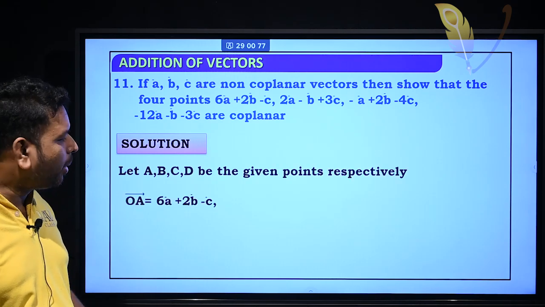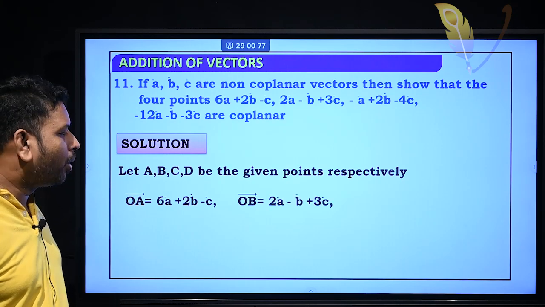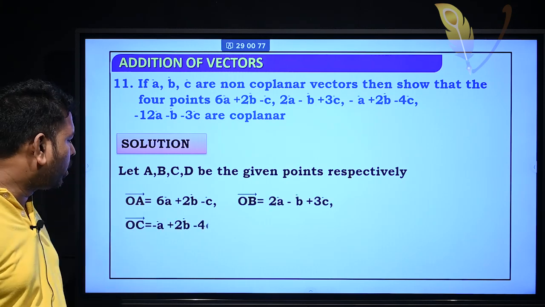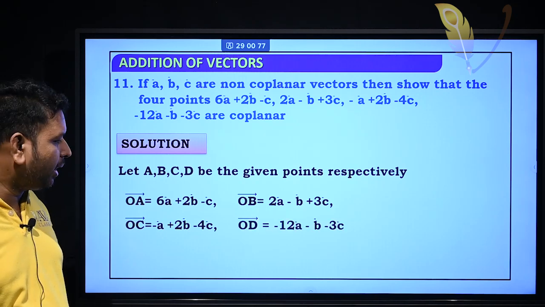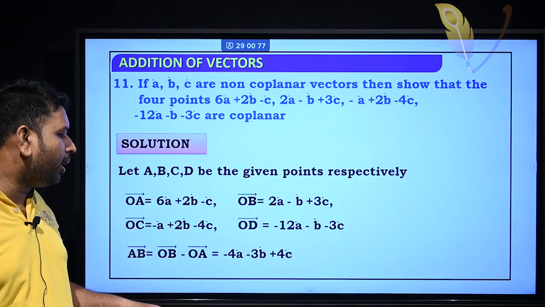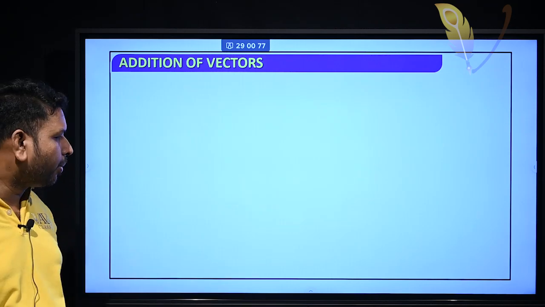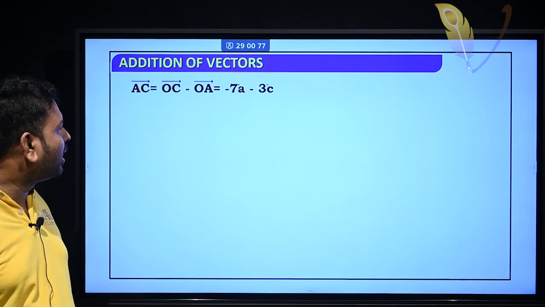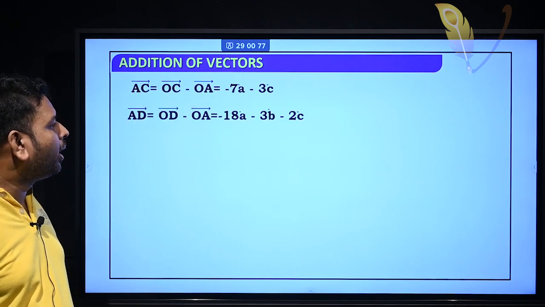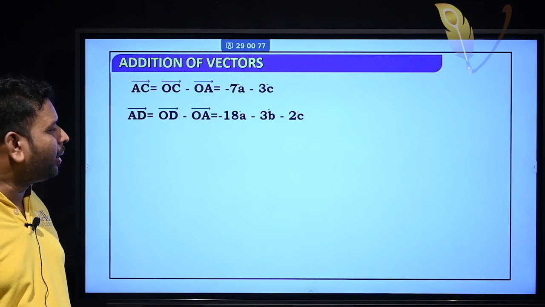OA equal to 6a plus 2b minus c, OB equal to 2a minus b plus 3c, OC equal to minus a plus 2b minus 4c, OD equal to minus 12a minus b minus 3c. AB equal to OB minus OA, minus 4a minus 3b plus 4c. AC equal to OC minus OA, minus 7a minus 3c. AD equal to OD minus OA, minus 18a minus 3b minus 2c.